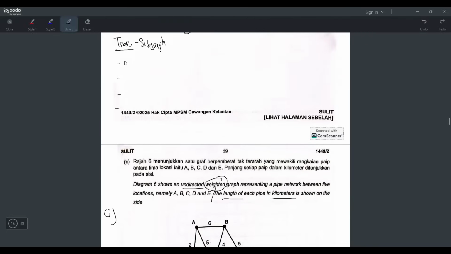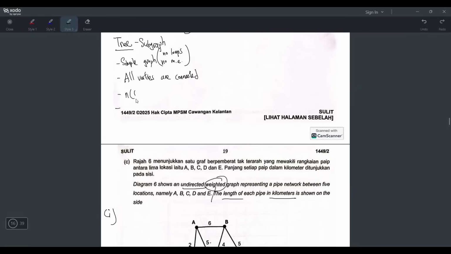First one, it has to be a simple graph, meaning no loops and no multiple edges lah. Second characteristic, oh my god, I forgot. Oh, all vertices are connected. All vertices must be connected. It means cannot have isolated vertex. Yeah, cannot have one vertex that is separated from the rest. So it has to be all vertices connected.